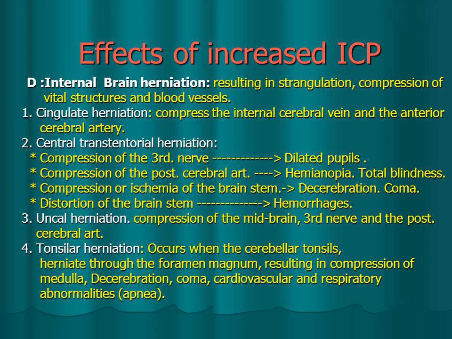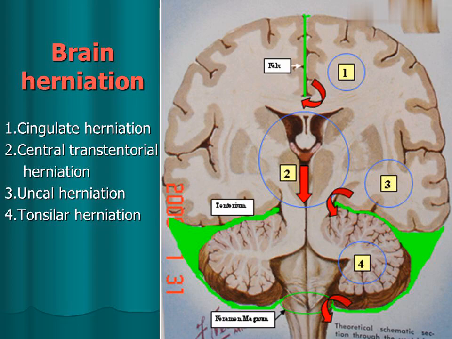3. Uncal herniation: compression of the midbrain, third nerve and the posterior cerebral artery. 4. Tonsillar herniation occurs when the cerebellar tonsils herniate through the foramen magnum, resulting in compression of the medulla, decerebration, coma, cardiovascular and respiratory abnormalities, apnea. Brain herniation: 1. Cingulate herniation. 2. Central transtentorial. 3. Uncal herniation. 4. Tonsillar herniation.